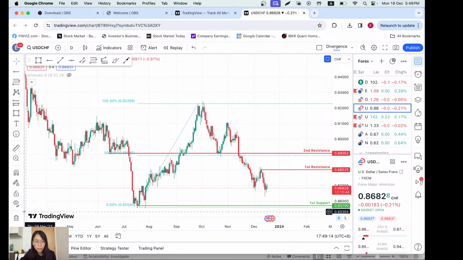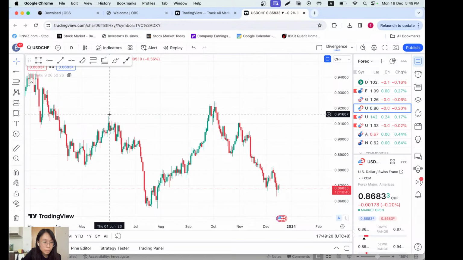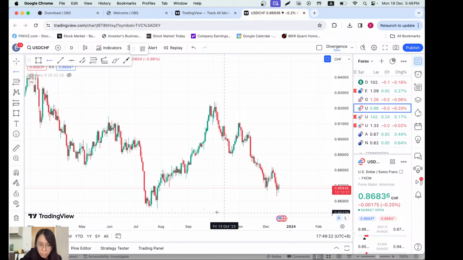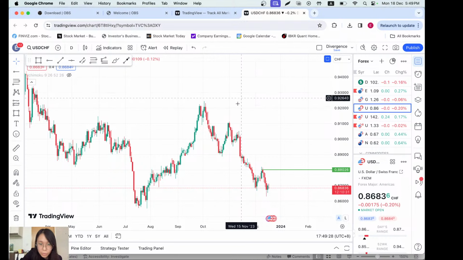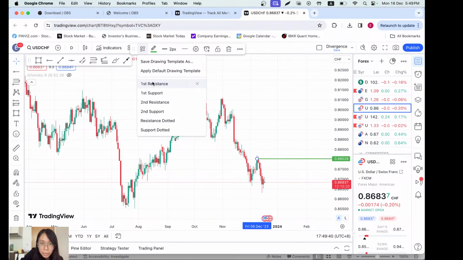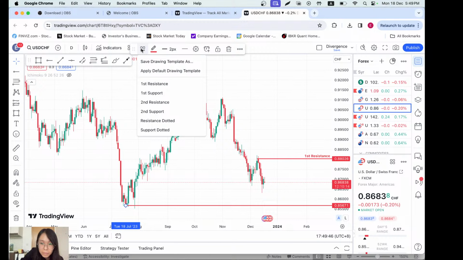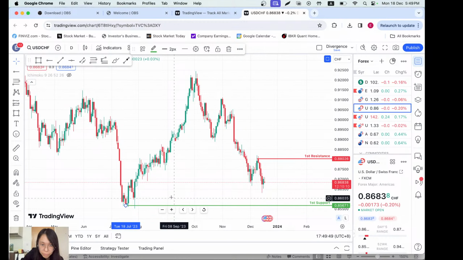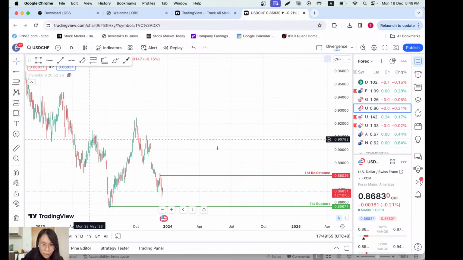Okay, and next up is the dollar franc. On the daily time frame, this will be my first resistance. The rest are too far. And this will be my first support, for lack of a better support line.